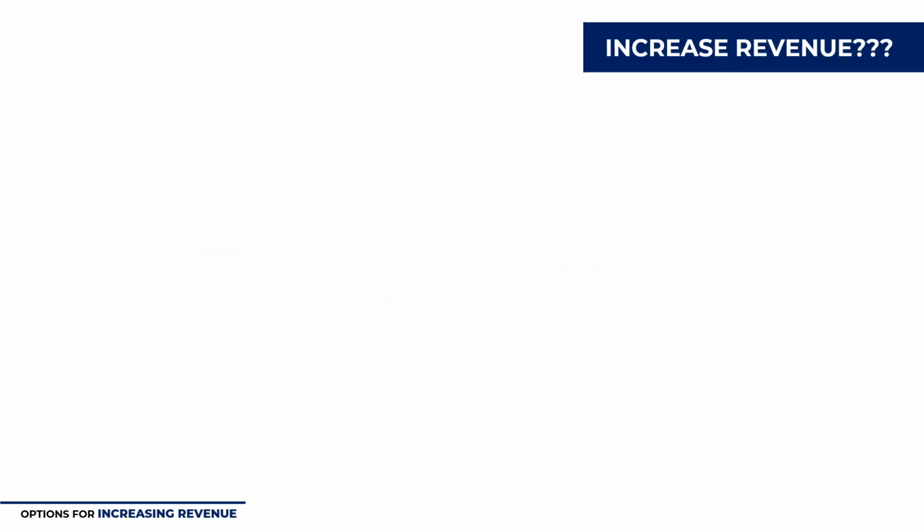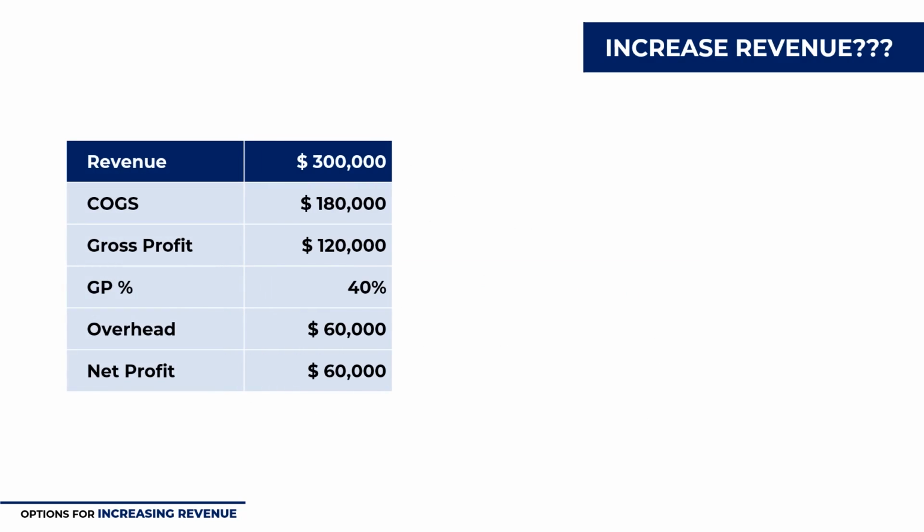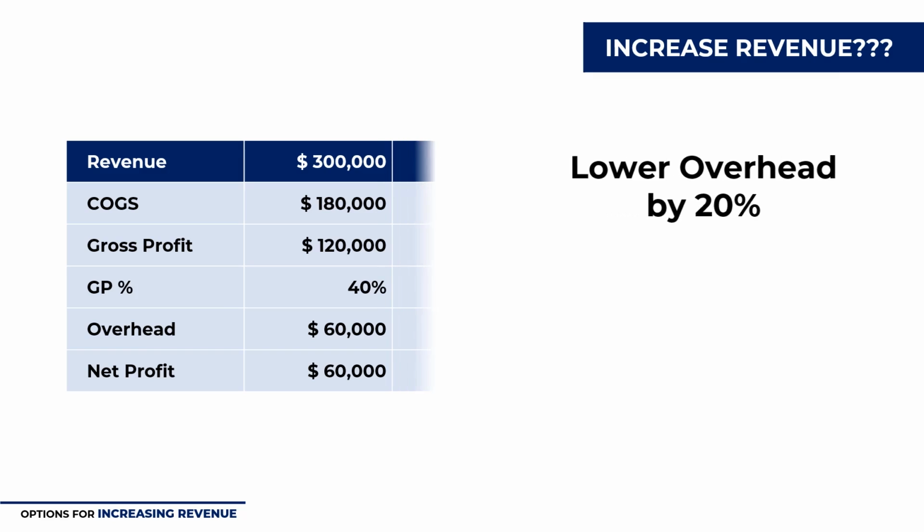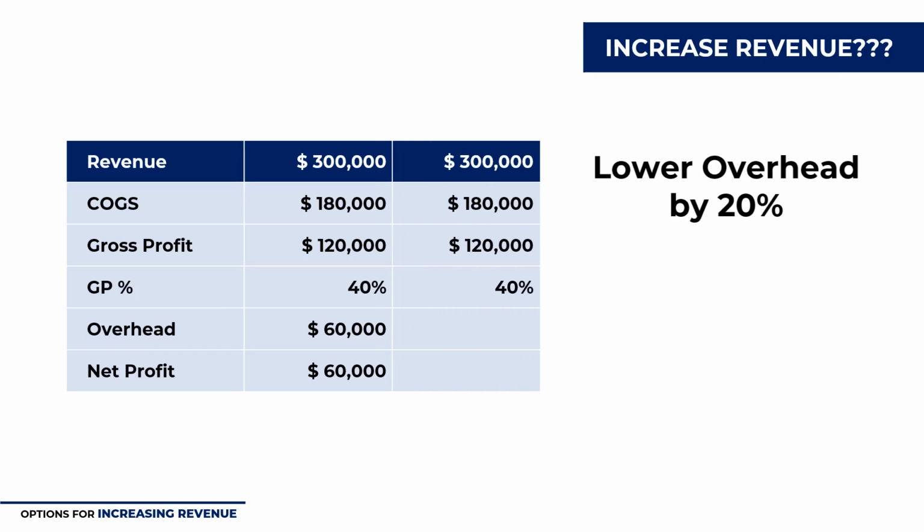Let's begin with our standard template. Now, we said we'll lower our overhead by 20%, so our revenue, COGS, gross profit, and gross profit percentage remain the same. Our overhead drops 20% from $60,000 to $48,000, which increases our net profit from $60,000 to $72,000.